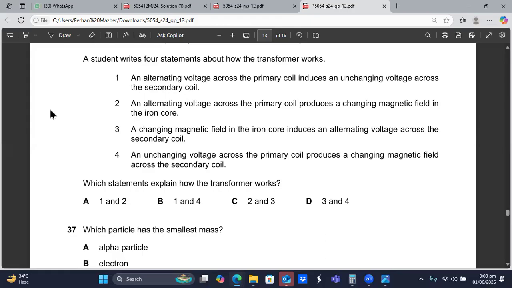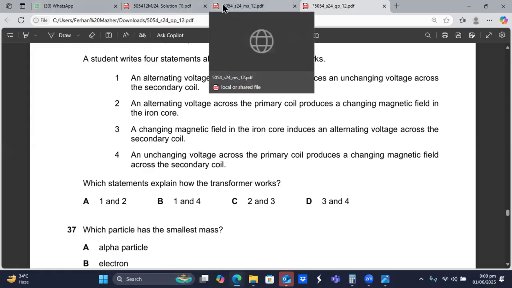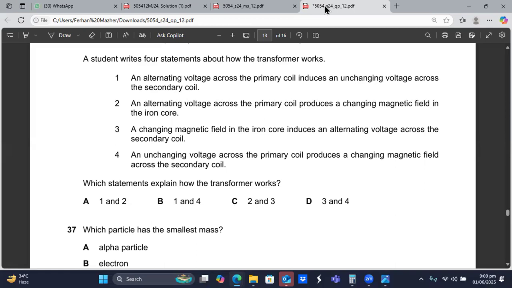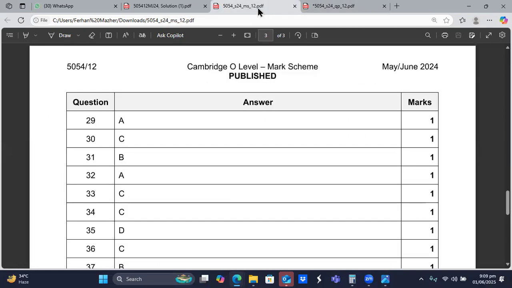So 2 and 3 is the right answer, sir. Which statement explains how the transformer works? 2 and 3 are the right statements. So what is the option, sir? 2 and 3, C is the option. Question number 36, we think C is the option.